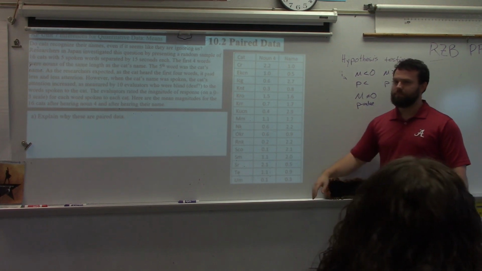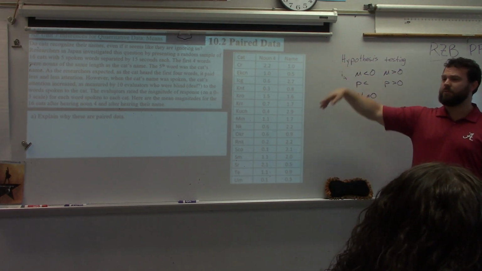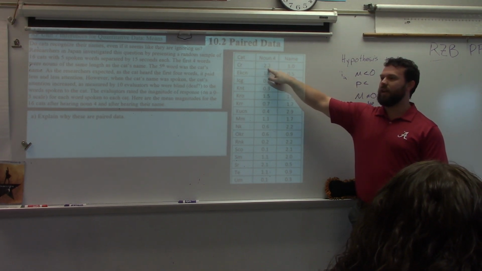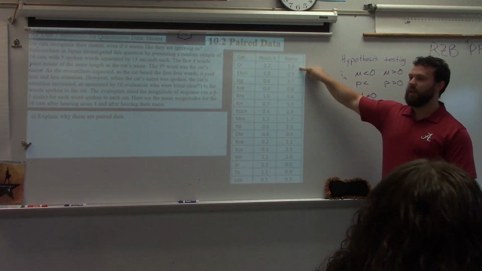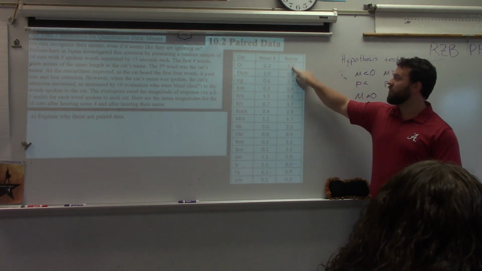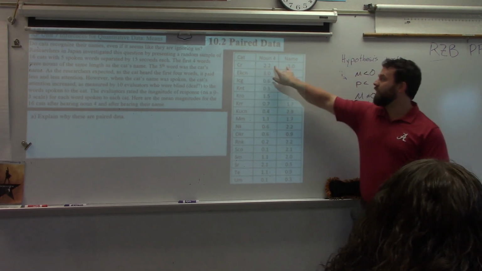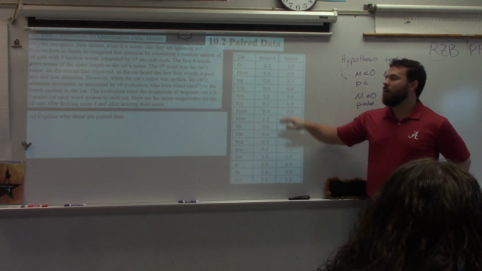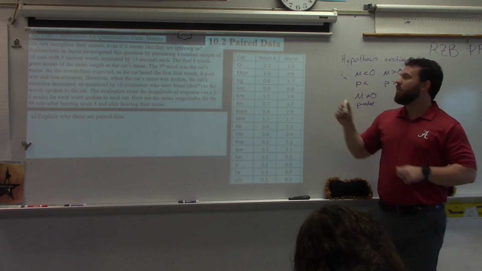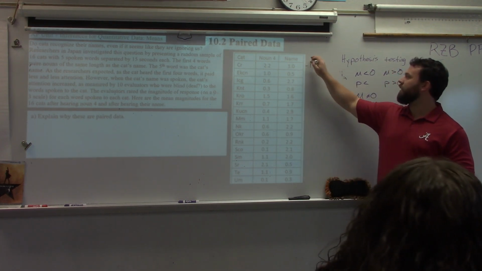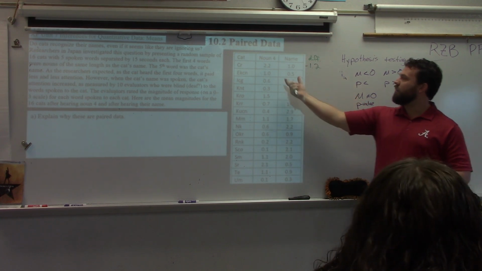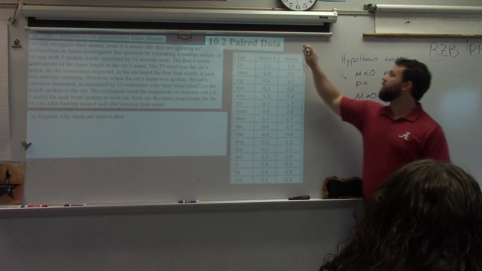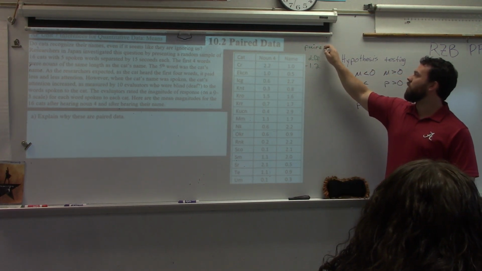But notice right here, I have no clue how to pronounce any of these names, right, Deacon? But this is the cat's response to the fourth noun. This is the cat's response to their name. You see how both of those values come from the same cat? So I can easily take a difference to find out how the cat's response compares. And so the difference would be negative 1.2. Because these values are paired around this one cat, I'm going to work this as a paired set of data.